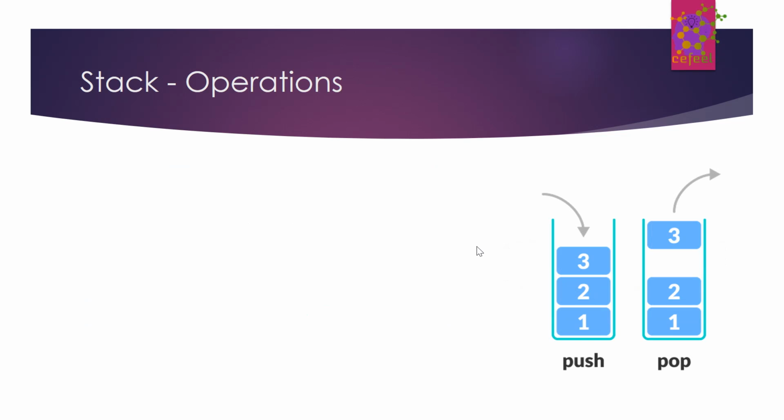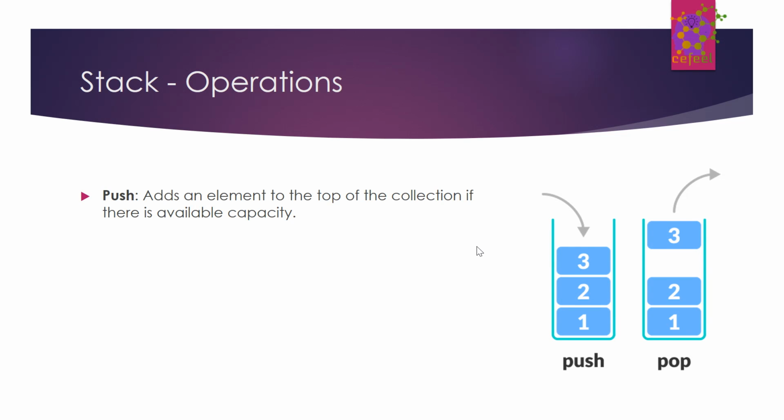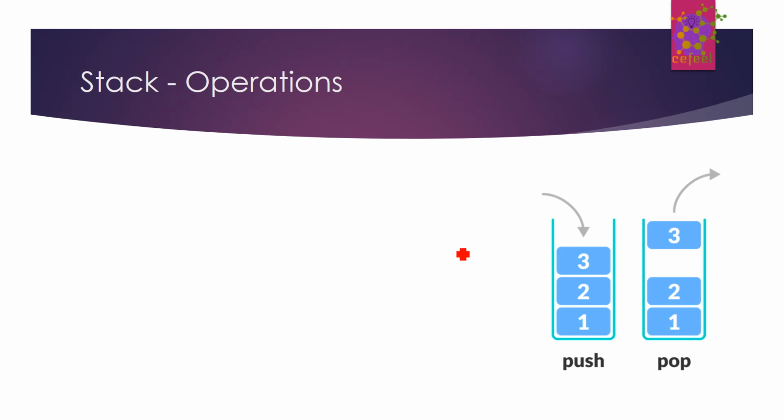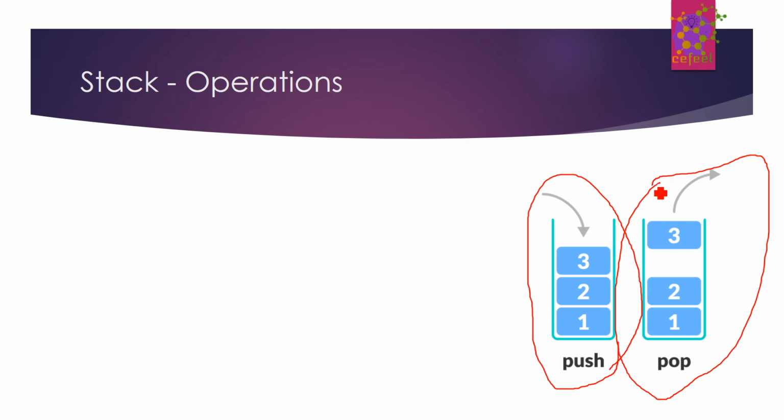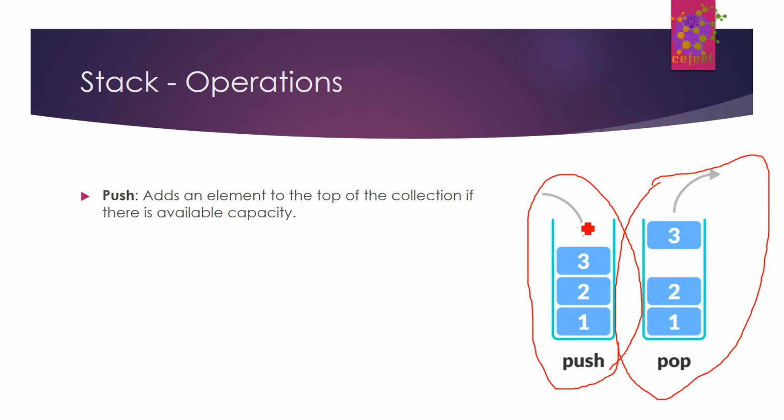Alright, cool. So how does the stack look? You can see a representation of stack here. A stack looks like this, wherein only two operations are allowed, the push and the pop. Now there is a peek operation which is an optional operation, but push and pop are mandatory operations. So push indicates we are adding an element to the top of the collection if there is available capacity. There would be some already existing items in the stack, and we want to add another item to the top of the stack.